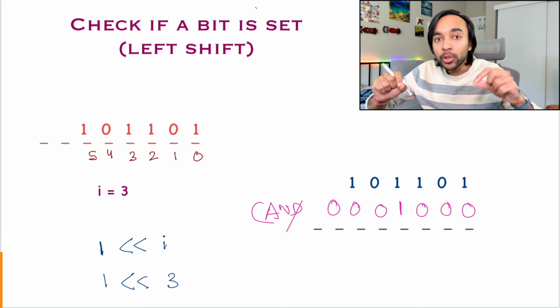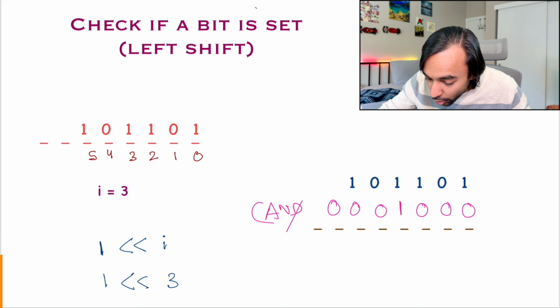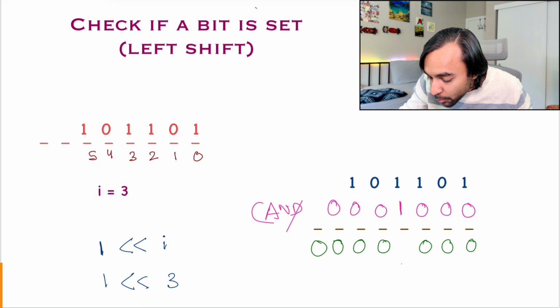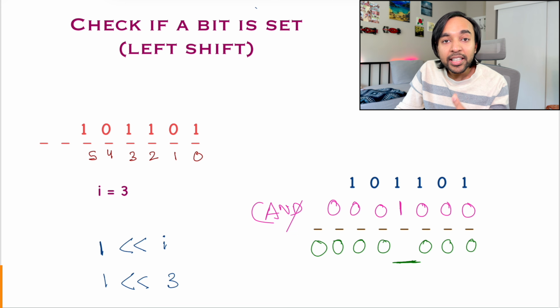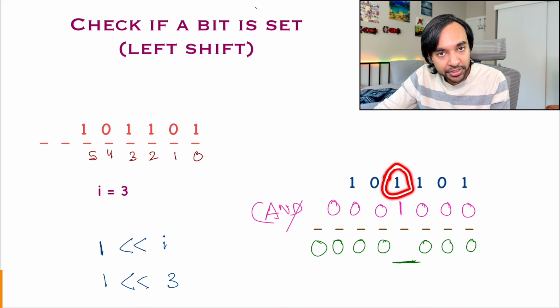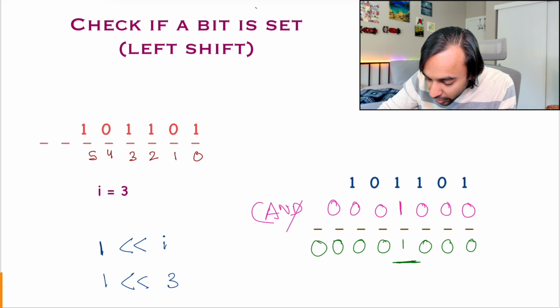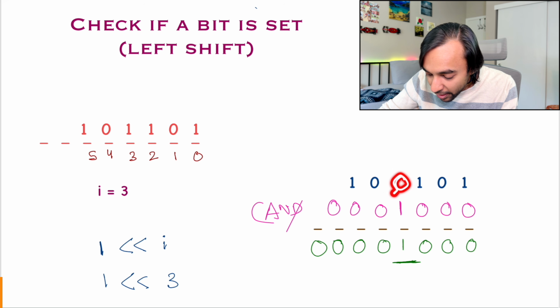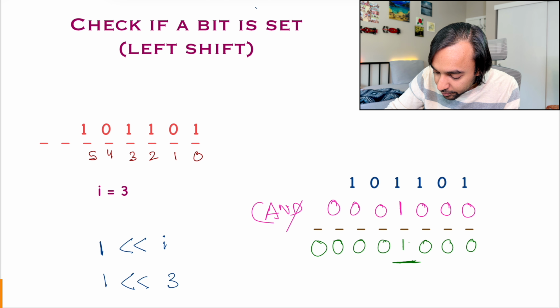And if you are doing an AND with 0, then all of these numbers will become naturally 0, correct? This is for sure. I am only remaining with the bit that I want to check. If in the original input this bit was set, I will get a 1 over here. If in the original input this bit was 0, I will get a 0 over here.